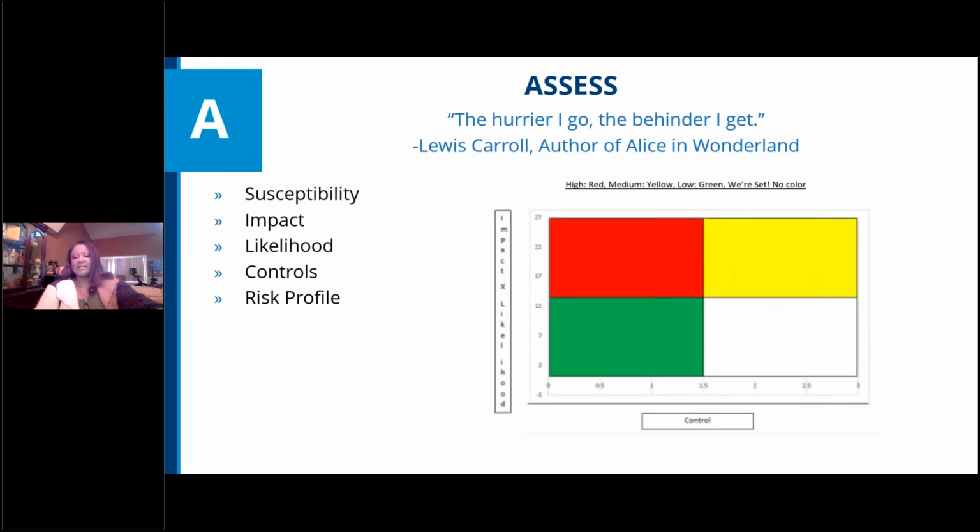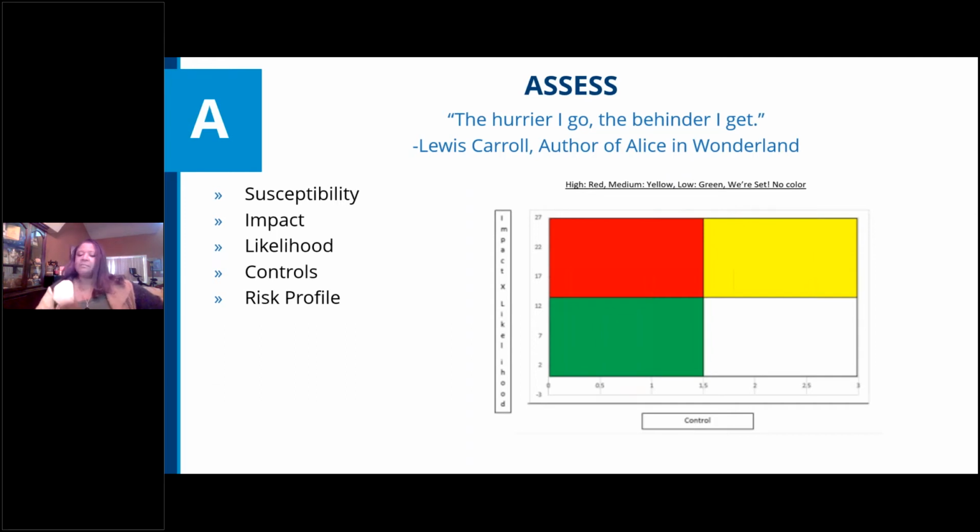And here is just an example of how you might plot it. So depending on the formula that you have identified, you would, for example, impact times likelihood. Let's say that we were using a scale of maybe, I think we were using 1 to 3. Plot what that number would be initially, and then take a look at the control that you have in place.